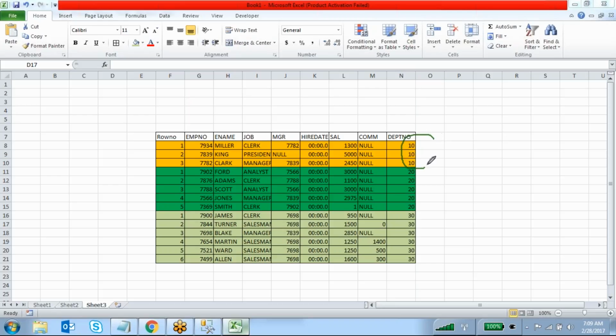For department number 10, there are 3 employees. It is giving 1, 2, 3. For department number 20, there are 5 employees there: 1, 2, 3, 4, 5. And again department number 30, total 6 employees there: 1, 2, 3, 4, 5, 6 employees.